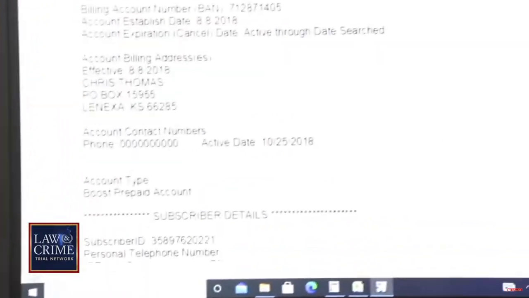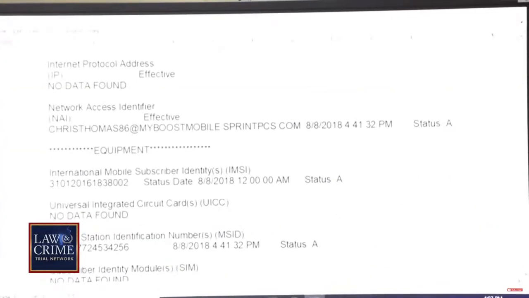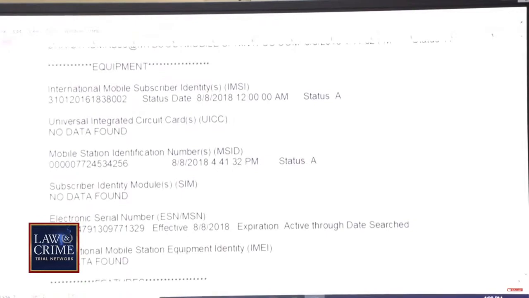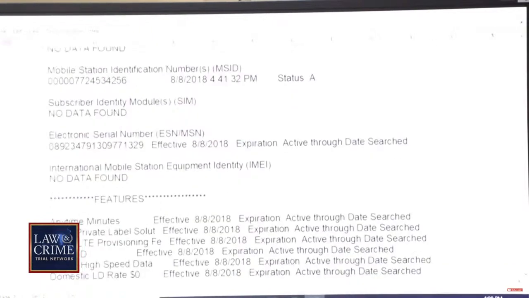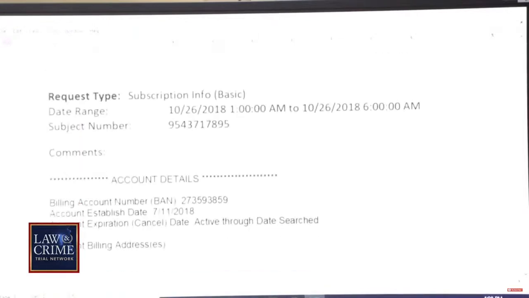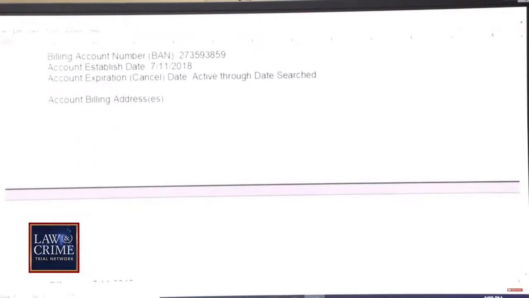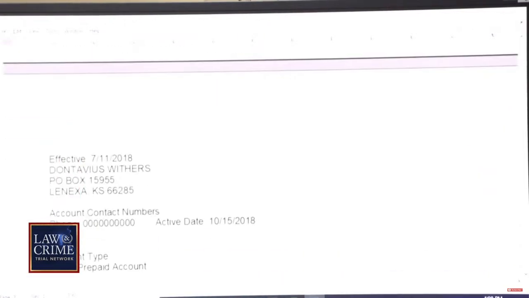Going down in the same records, because they were produced at the same time. In addition, the email address with it is Chris Thomas 86. Again, consistent with Christopher Thomas. The next phone number on this particular record is 954-371-7895, and that is belonging to an individual by the name of Dontavius Withers.